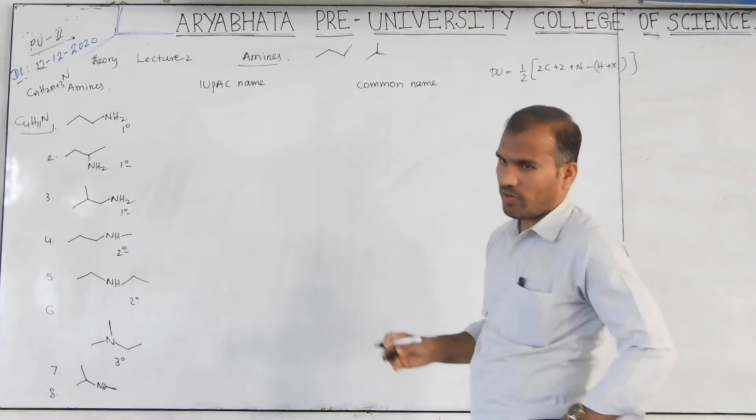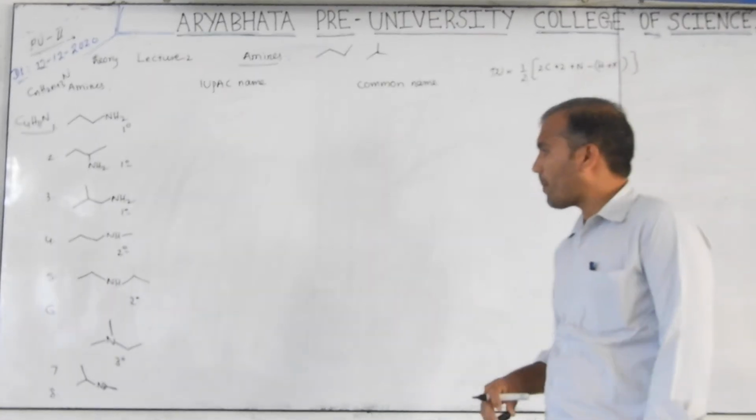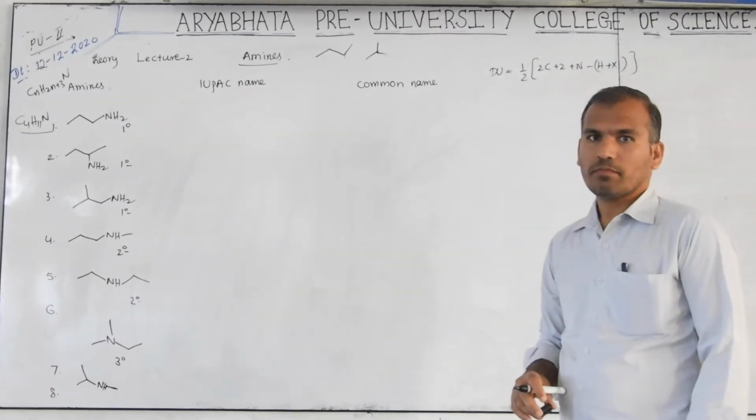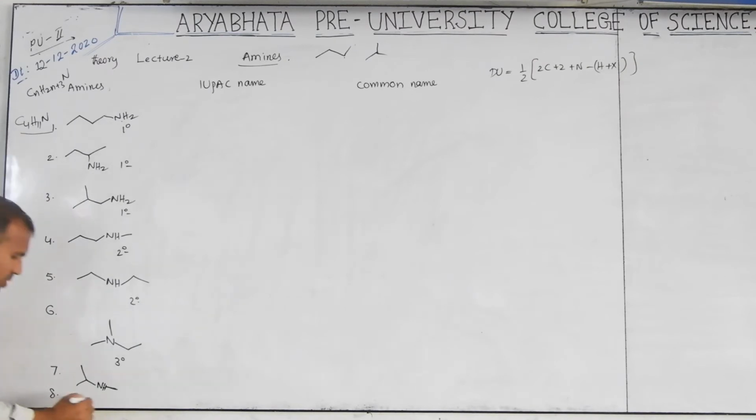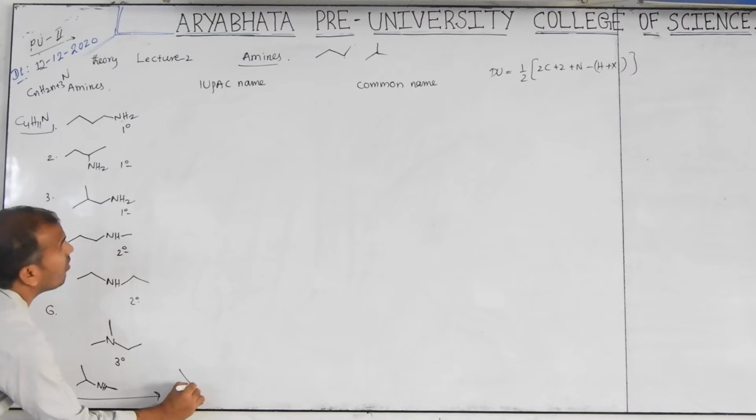Quaternary means any other possible part. The 8th one is, here I am writing 1, 2.